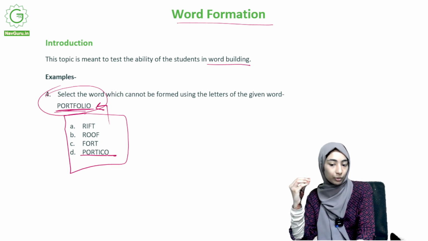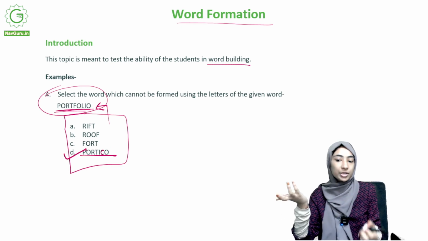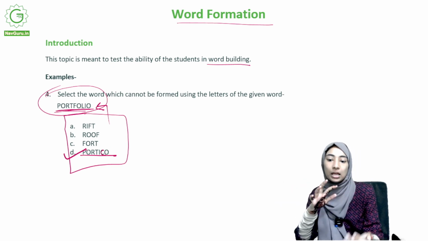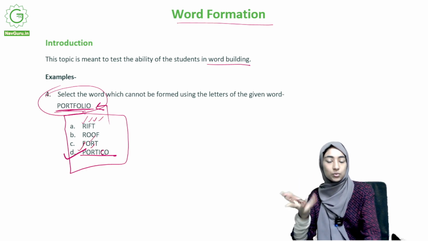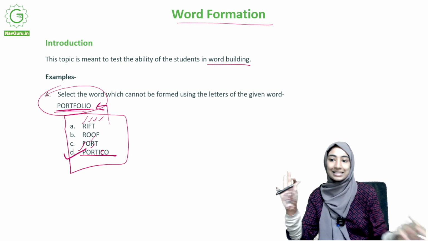Do you see portico here? C. Is C present in portfolio? No. So portico is your answer. It's as simple as that, right? And you can just cross check. The rest, R, I, F, T, O, R, F, all of these are present here. So it's just portico, right? It's as simple as that.